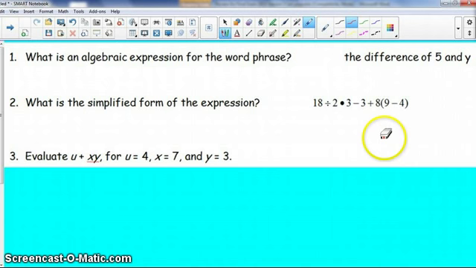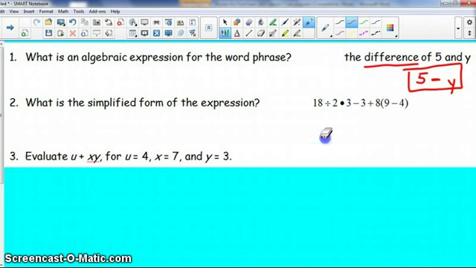What is an algebraic expression for the word phrase, the difference of 5 and y? Well, what you have to do is know what the word difference means and whether or not you're supposed to do it in the same order or a different order. The word difference means to subtract, so we know we're going to have a minus sign. And the only time you go in the opposite order from what you see is if you see less than or more than. And so we don't see less than or more than, so we just write 5 minus y. And that's what the difference of 5 and y is as an algebraic expression.